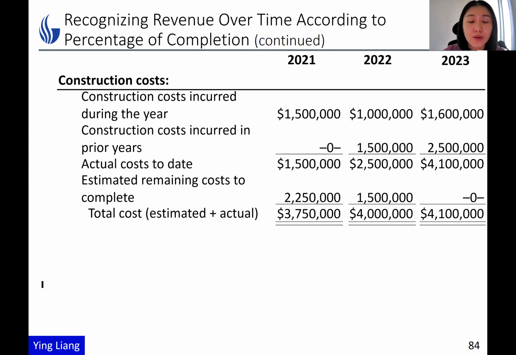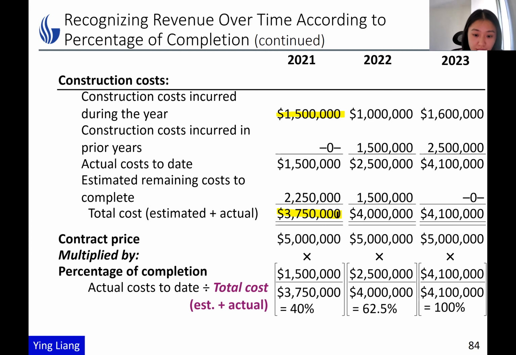Okay, so again, we're gonna use what we've learned before, using the cost to calculate the percentage of completion. The actual cost for 2021 is 1.5. The total cost is 3.75. So I get the percentage. This is how we're gonna do it. 1.5 divided by 3.75, we get 40%. And I know the contract price is 5 million. So I will use 5 million times the 40% to get year 1 revenue to be recorded.